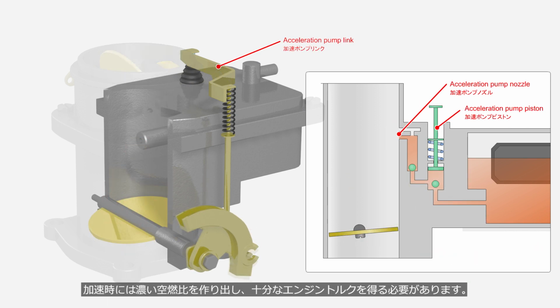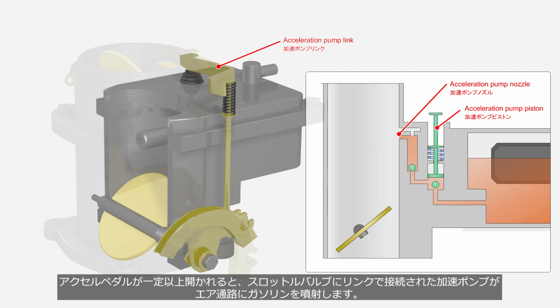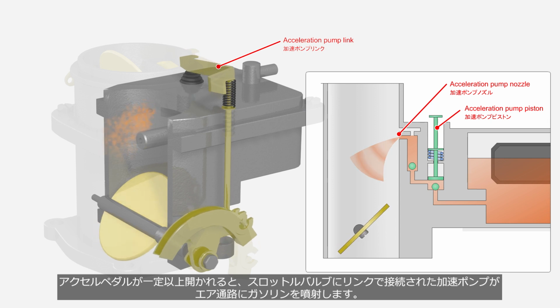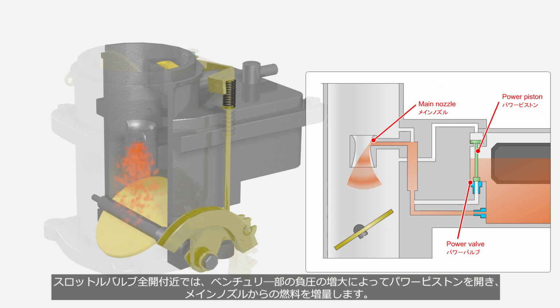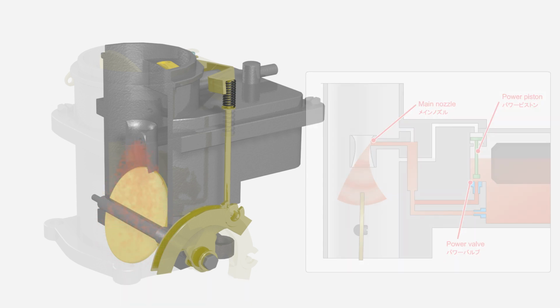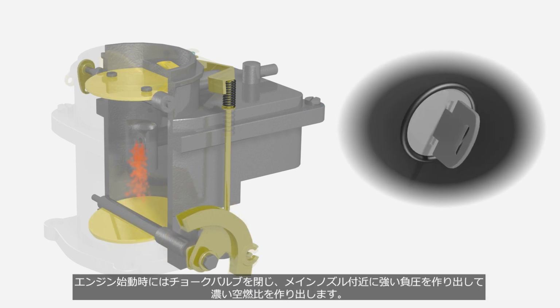When accelerating, a rich air-fuel mixture is required to obtain sufficient engine torque. When the accelerator pedal is open beyond a certain point, the acceleration pump, which is linked to the throttle valve, injects additional gasoline into the air passage. Near full throttle, the negative pressure in the venturi area is increased, opening the power piston to increase the fuel supply from the main nozzle. During engine startup, closing the choke valve creates a high negative pressure around the main nozzle, resulting in a rich air-fuel mixture.